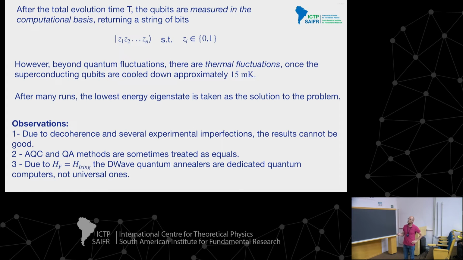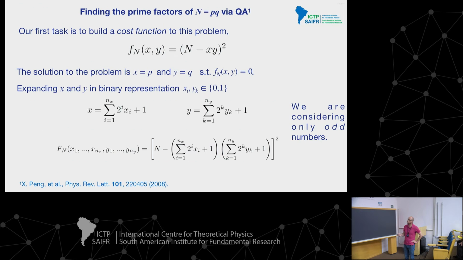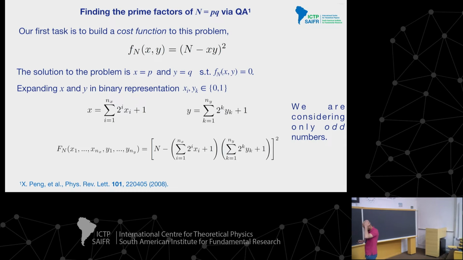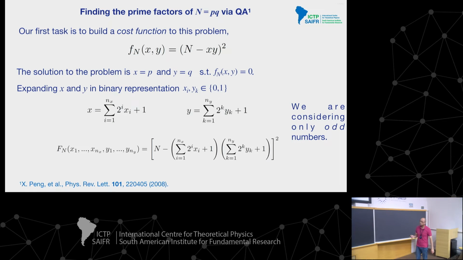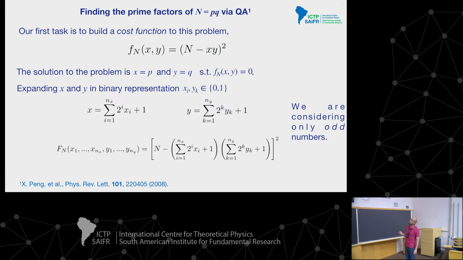Observations: okay, we know that we are in a noisy intermediate scale quantum computer, so the coherence is important. There are other imperfections in the experiment. Another observation is that adiabatic quantum computing and quantum annealing are treated as equals, but it's not true. Okay? And that application that I mentioned, right? This is an application, how to use this kind of quantum computer to find the prime factors of a given number, right?